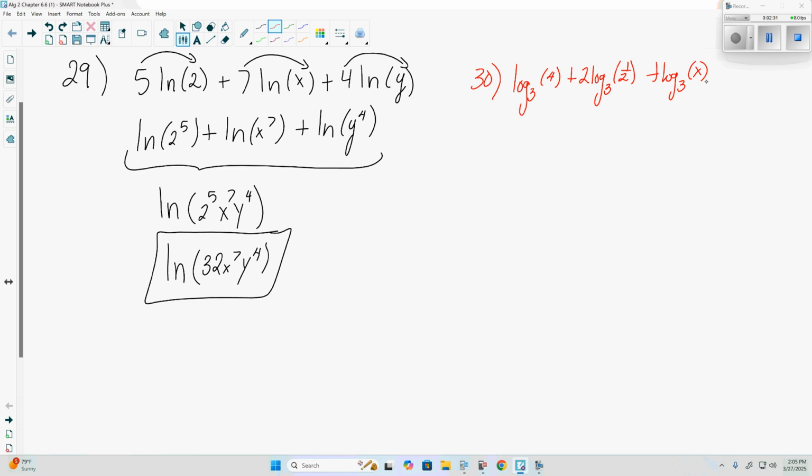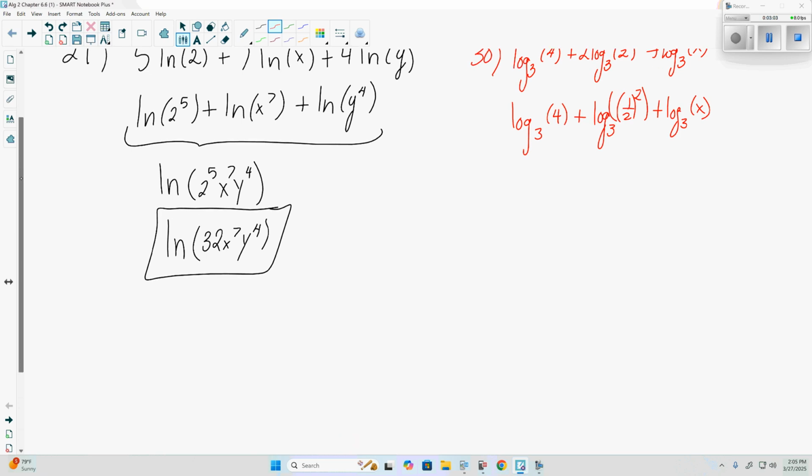And the other one we'll look at is 30. So again, we're wanting to condense this. Now again, the first thing we're going to do is powers. There's only one power that we can do, and that's the 2 in the middle. So we still have log base 3 of 4, but now we have plus log base 3 of 1/2 to the 2nd, plus log base 3 of x.